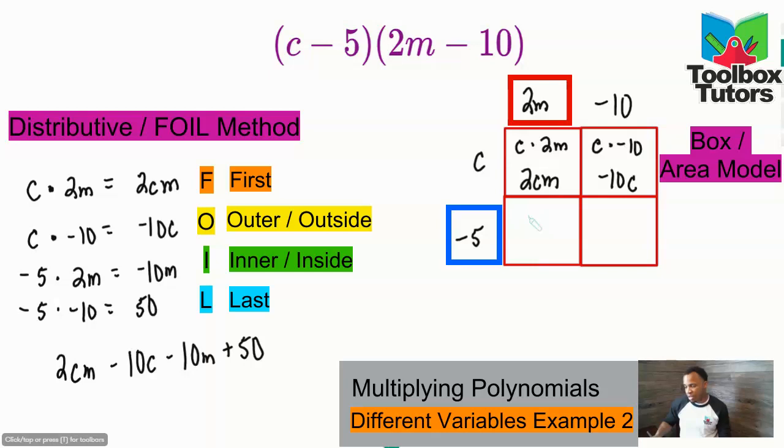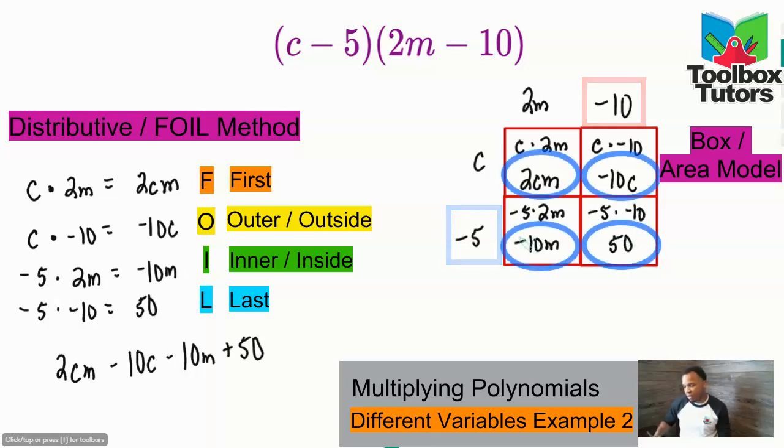If we go down and to the left, we have negative 5 times 2m. That gives us negative 10m. And in this last box on the far right, we have negative 5 times negative 10, giving us 50. So now that we have these four terms, we want to see if we have any like terms. Of these four terms, we have no like terms.